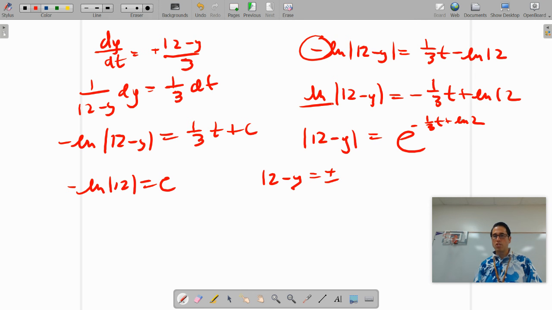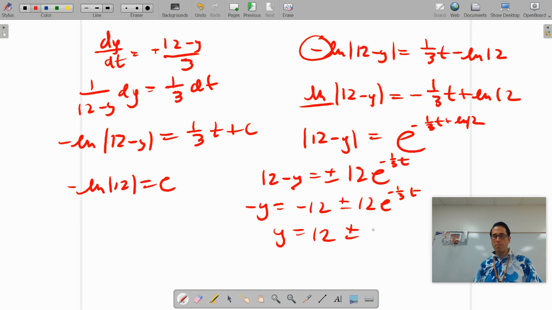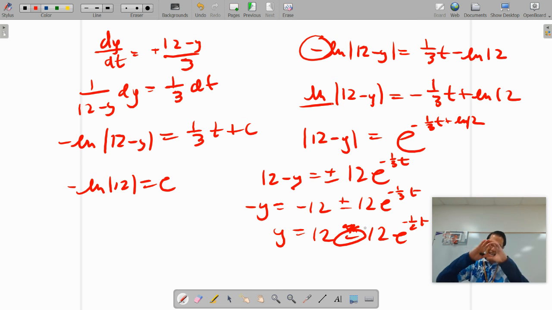I'm going to bring that 12 down here. Okay, and then I'm going to subtract the 12, and then I'm going to divide by a negative, and then booyah, that is it. It's y equals 12 plus or minus. I'm going to pick the plus or minus, and we all know it's got to be the minus because 12 minus 12 is 0.